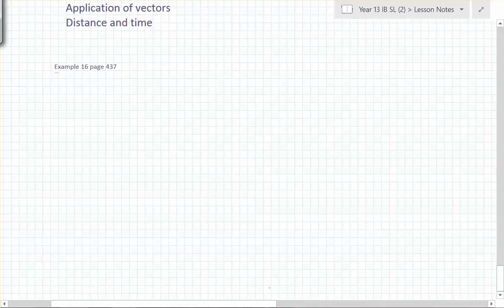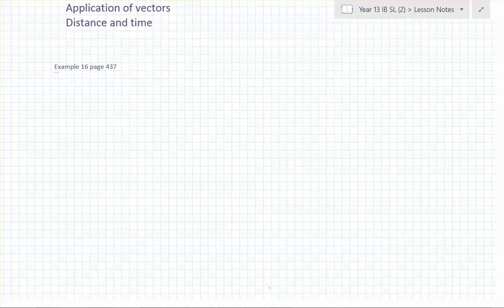Okay, so let's go through this example. So we're applying vectors. Now, a lot of this is dealing with distance and time. That's why I've said this. So this example is to do with boats travelling on water. So boats have two-dimensional travel. They travel along the surface of the water. They have an x component and a y component to their direction. I guess you could say north, south, east, west, whatever.